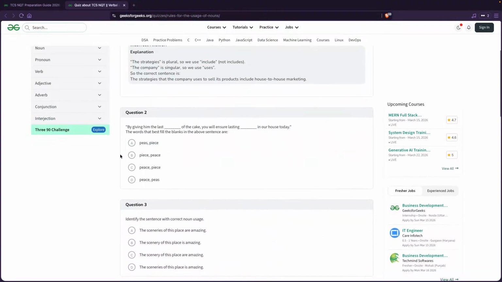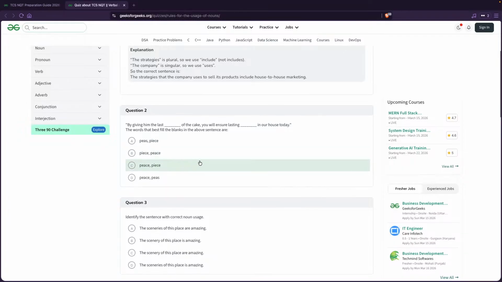By giving him the last piece of the cake. Yeah, piece. Yeah, this is the piece.